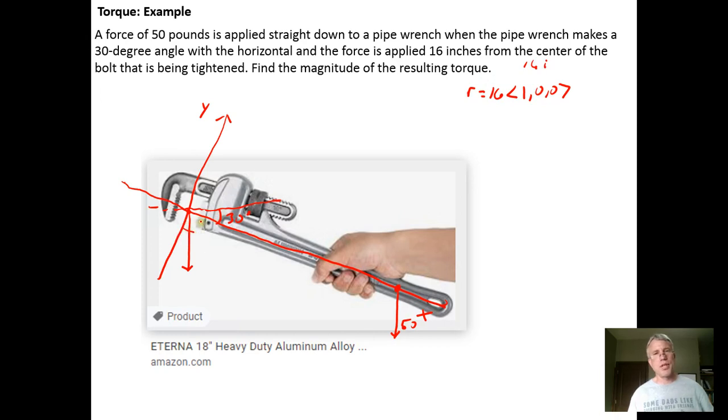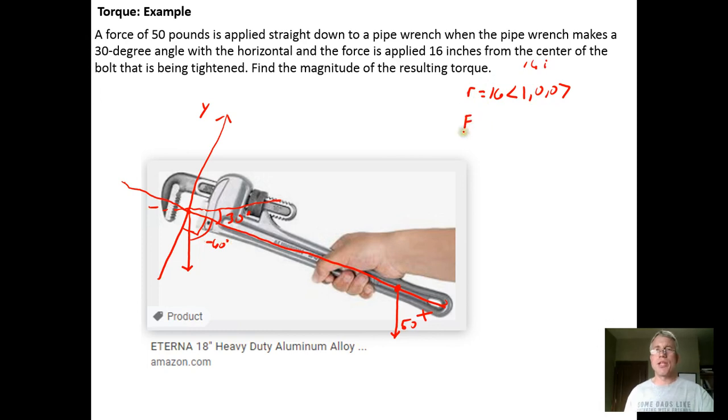I know this angle here is a 90-degree angle. So what is the angle right here? It's going to have to be a 60-degree angle, because 60 plus 30 adds up to the 90. So I know that this angle here, relative to the x-axis I've established, is going to be a negative 60-degree angle. And then I can use that to come up with my force vector.